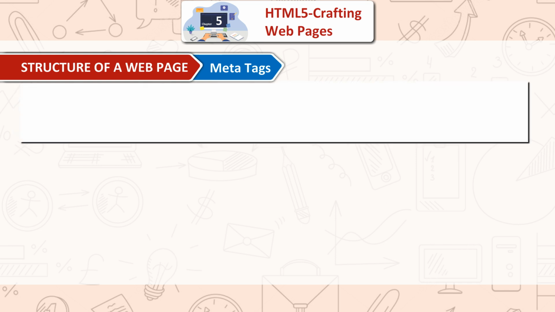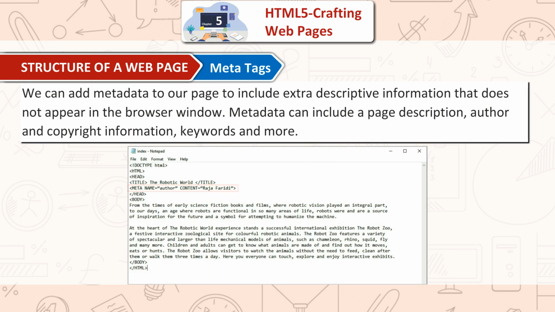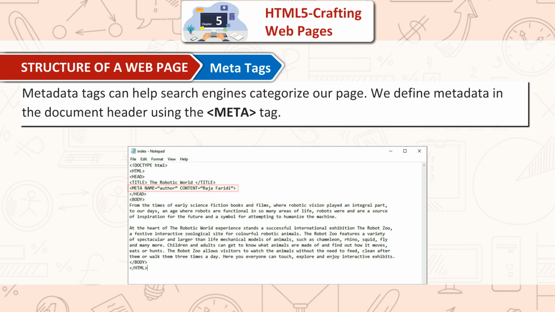Meta tags. We can add metadata to our page to include extra descriptive information that does not appear in the browser window. Metadata can include a page description, author and copyright information, keywords and more. Metadata tags can help search engines categorize our page.